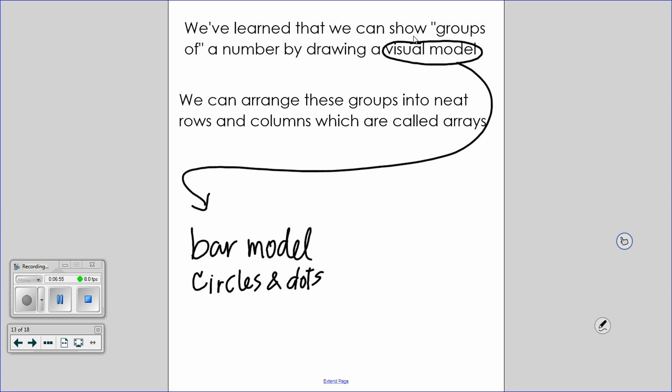What is an array? You have that definition down from way back from August and September. Naviana, what's an array? An array is an organized big number into smaller groups, rows and columns. So we can arrange numbers into bar models, circles, and dots, and we can arrange them into rows and columns, and we call that an array. If you like circles and dots, it's going to look very similar, but a little more organized.